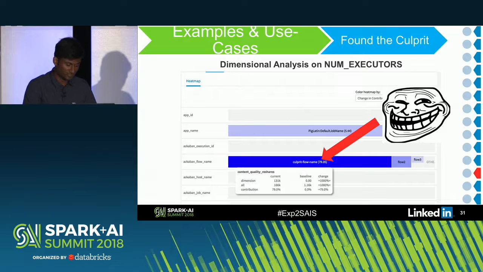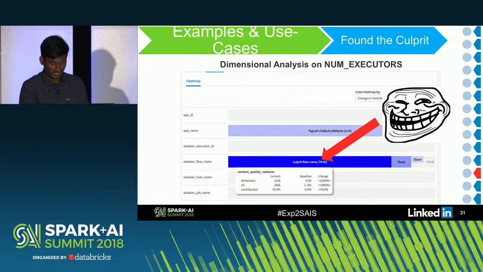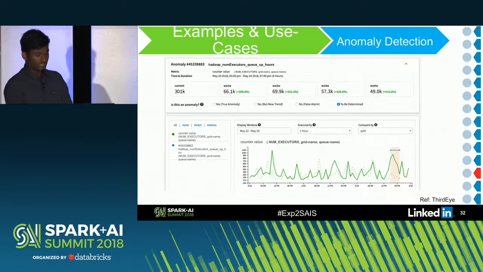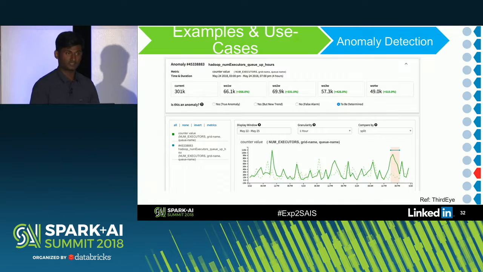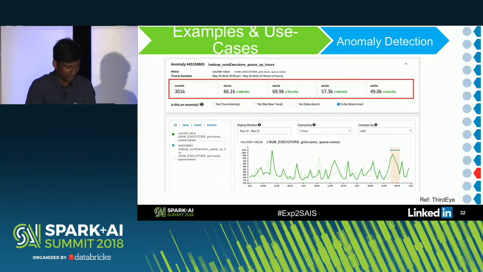I can further do more dimensional analysis. I can find out which job it was, which user triggered the flow, who the responsible manager was, and I can keep on doing this and identify the cause. So once I have done that, I can set up an anomaly so that next time such a thing happens, I do get an alert. So the anomaly was set up, and then I got an anomaly a few days later.